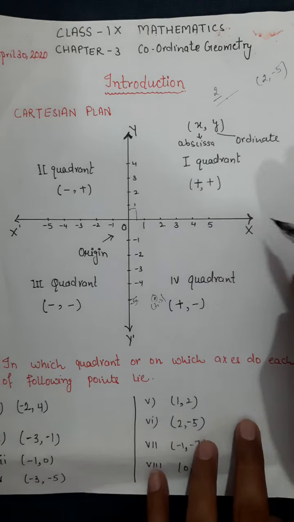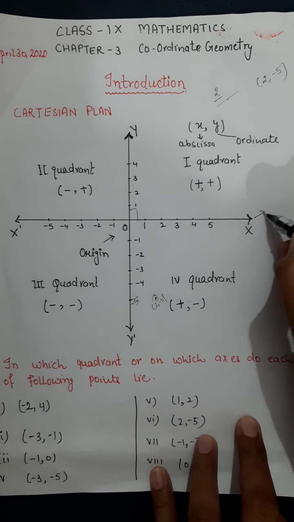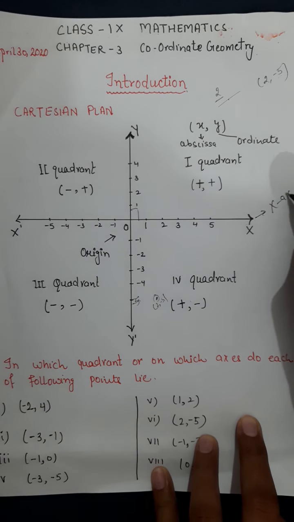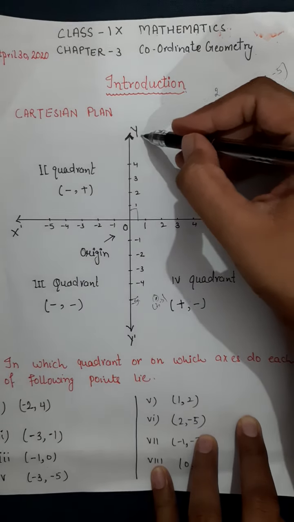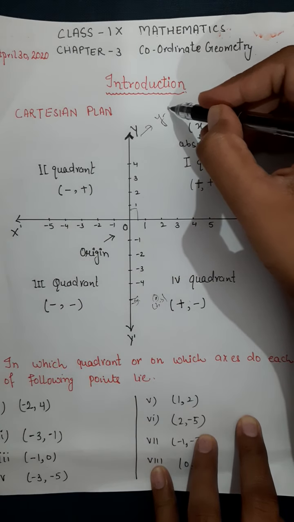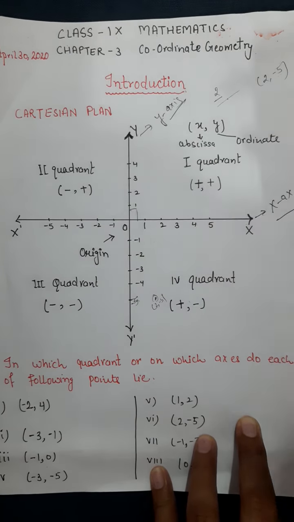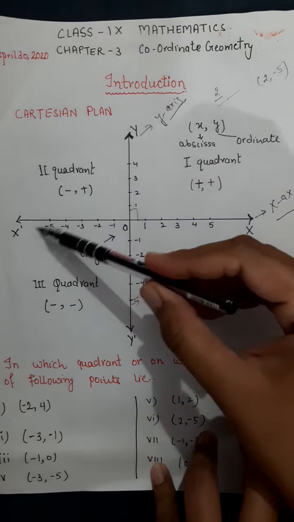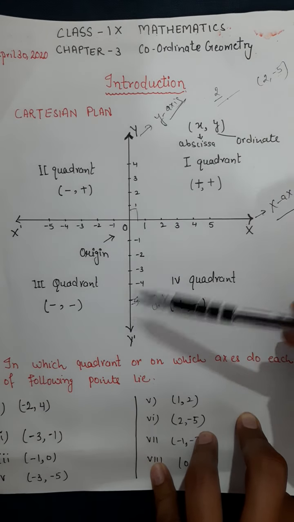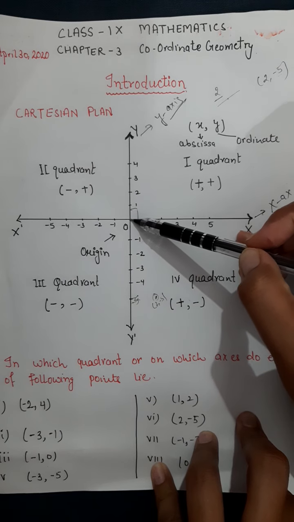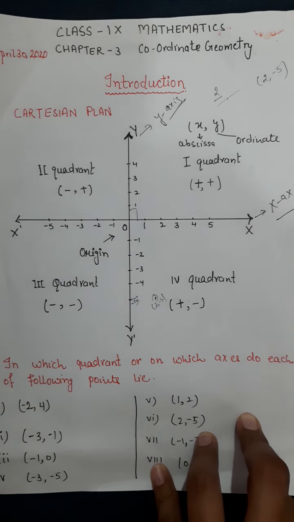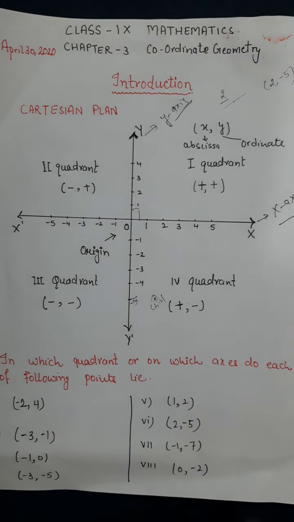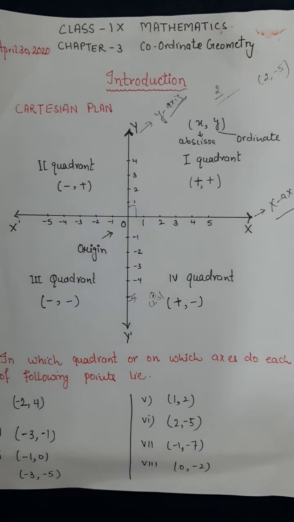These are known as the x-axis. Let me write it, x-axis. These are known as the y-axis. Clear? Where the x-axis and y-axis meet each other, that point is known as the origin. This point is known as the origin.